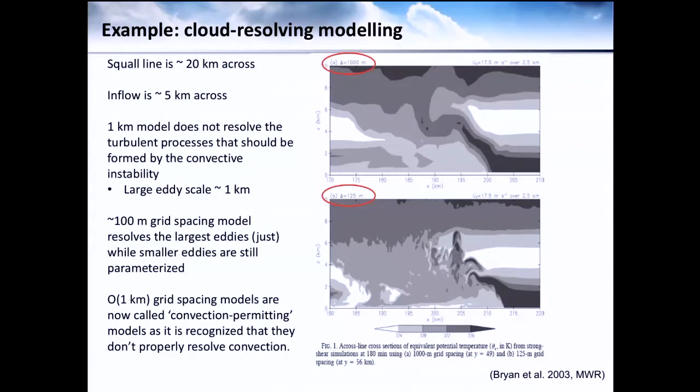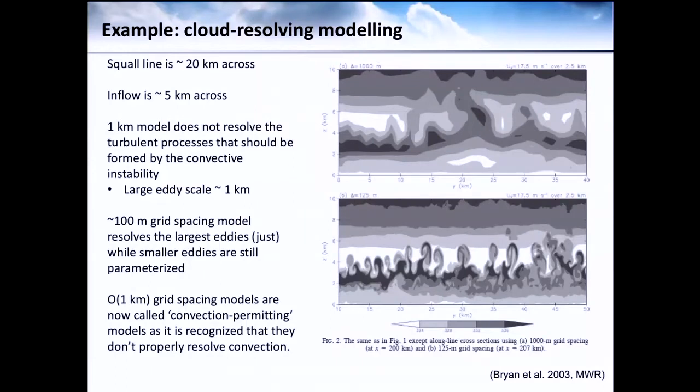But once you go to 100 metre grid spacing, it starts to resolve those 1 kilometre scale eddies and represent them. And the unstable inflow breaks into these eddies. And around this time, people stopped calling 1 kilometre grid spacing models cloud resolving models because we realised this. They started to be called convection permitting models because it was recognised that you need to go to really order 100 metre grid spacing to properly resolve convection. And this is deep convection. If you're thinking about shallow convection, the scales of motion are much smaller again.